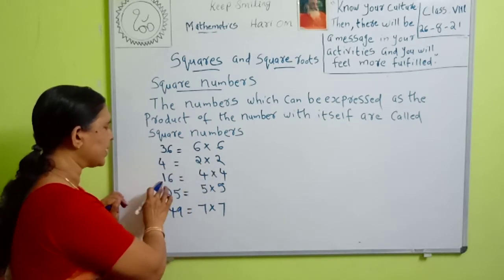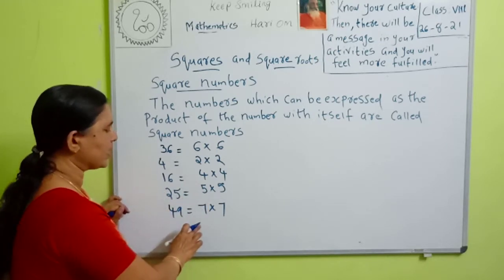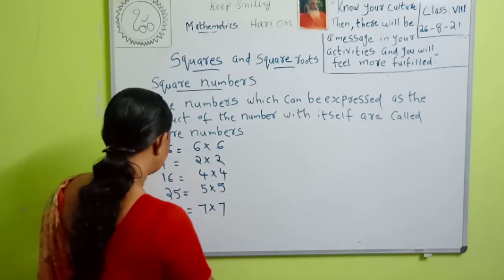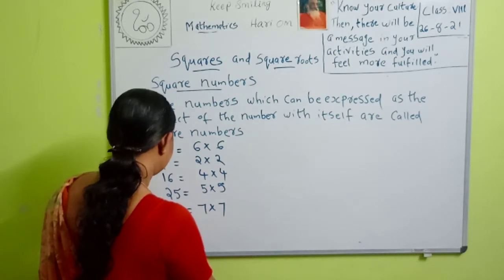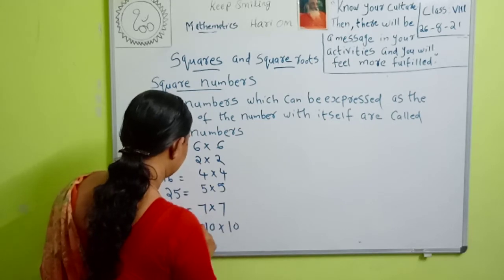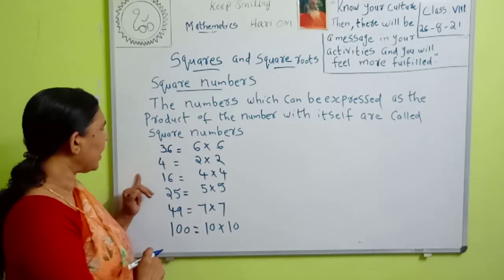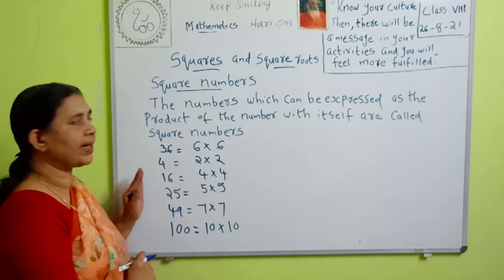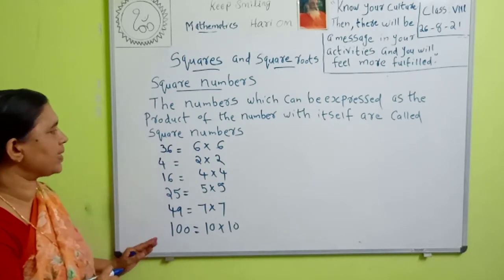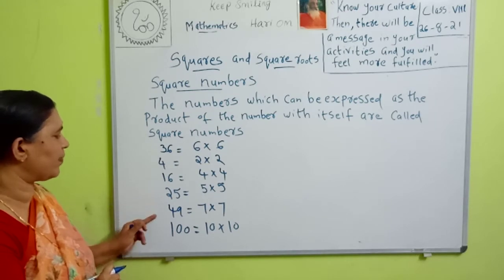Here also 16, 4 into 4. 25, 5 into 5. 49, 7 into 7. Then 100. 100 is equal to 10 into 10. 10 into 10 is 100. Okay. So if we multiply a number by the number itself, we get a number. That number is called a square number. Therefore, the square numbers here are 36, 4, 16, 25, 49, 100, etc.